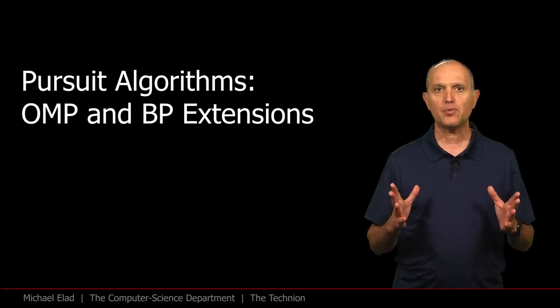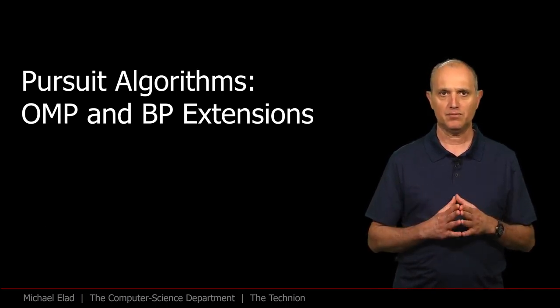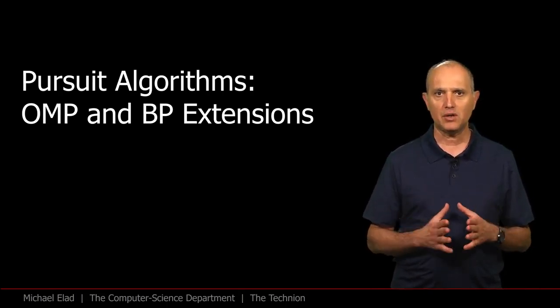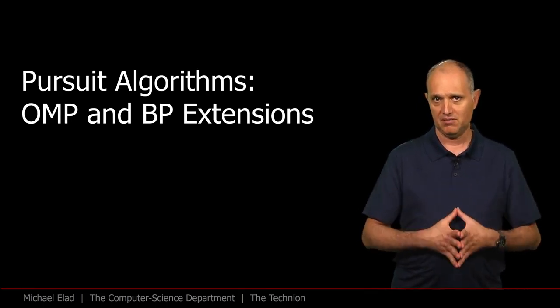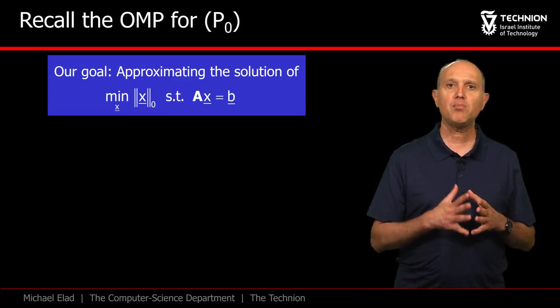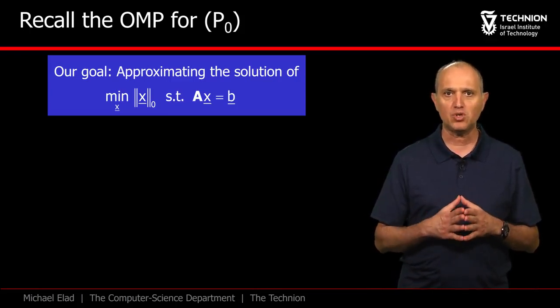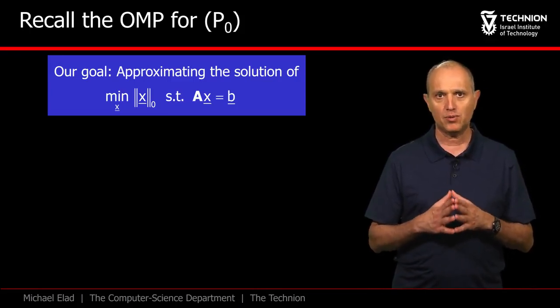So, how do we approximate the solution of P0 epsilon? Let's discuss several pursuit algorithms relying on the OMP and the basis pursuit, which we have already met. Recall the OMP algorithm, which was designed to approximate the solution of the P0 problem.